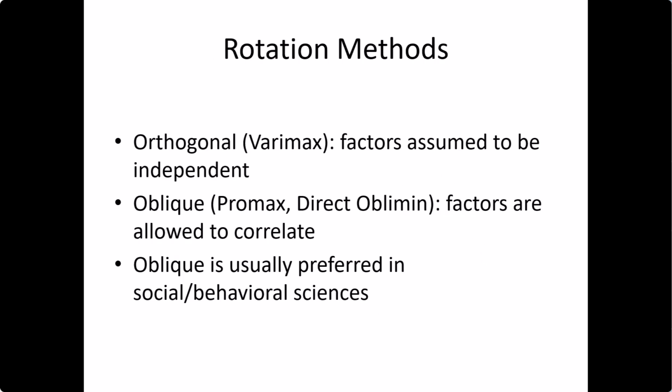We have different rotation options. Orthogonal is Varimax. These are factors that are assumed to be independent of each other. Oblique options are Promax or direct Oblimin in SPSS. These factors are allowed to correlate. Oblique is usually preferred in social and behavioral sciences, and that's what we'll use in our example. Promax is a faster, computationally simpler method that involves an initial orthogonal rotation like Varimax, followed by an oblique adjustment, while direct Oblimin is an iterative process that directly calculates the oblique solution. We're going to use direct Oblimin.